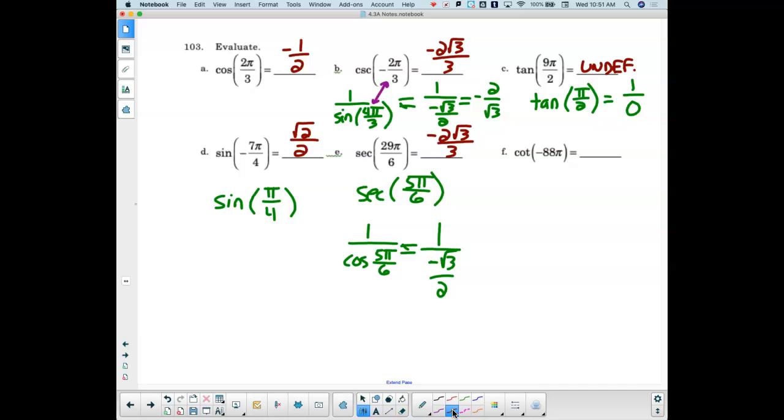We only got 16 choices for angles, right? And if you notice, all the fourths are the same. It's just a matter of if it's positive or negative. And so really we only got 4 options here. Okay? Negative 88 pi is the same as what? Which is the same as what? Negative 4 pi. Which is the same as just cotangent of 0, right?